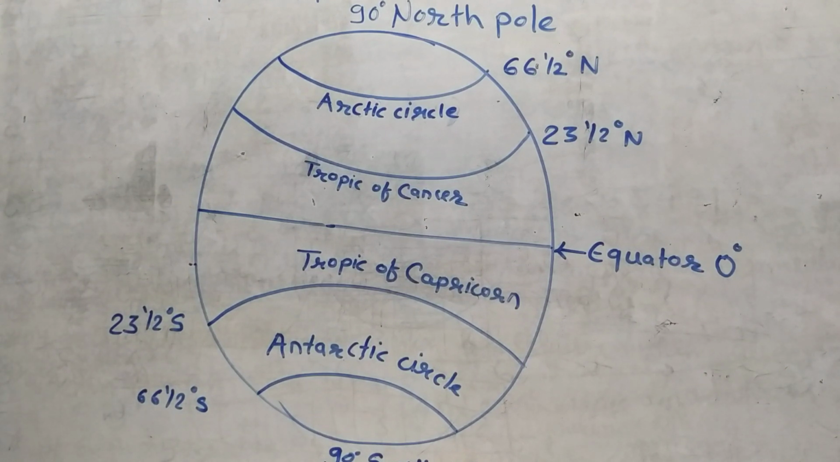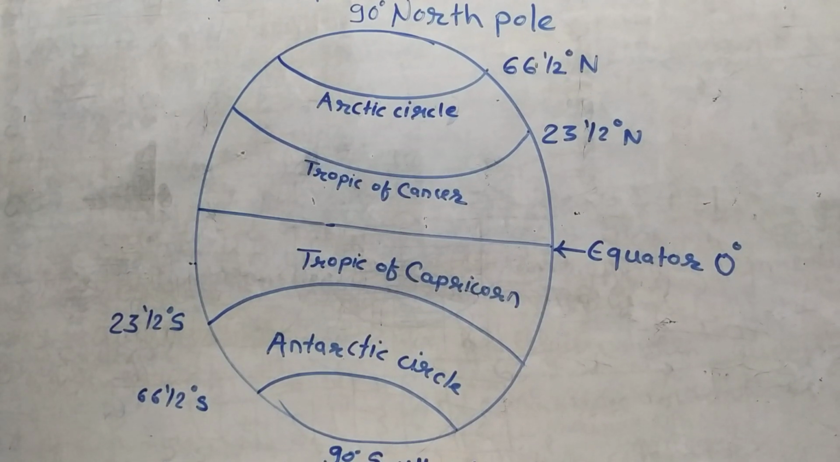I hope you understood the two topics which we have covered today, that is, a globe is a model of the earth, and the second one is lines of latitude, and four important lines of latitude. So the next topic we will see in the next video.